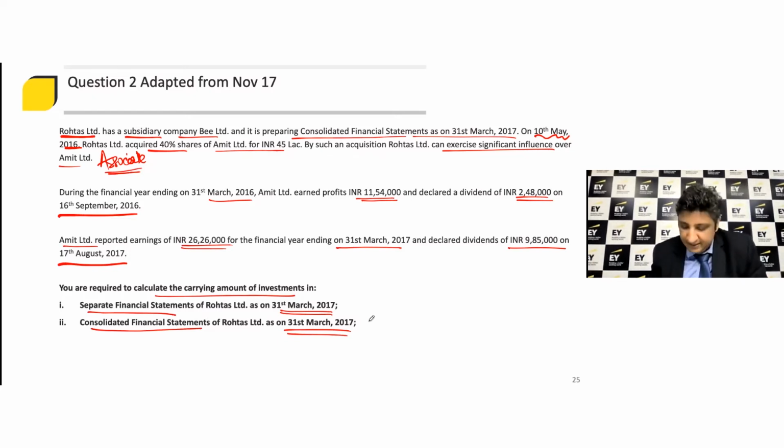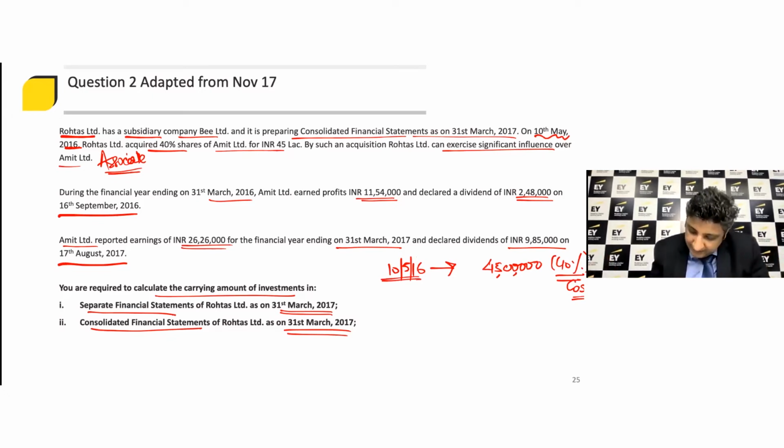Okay, so what you want to remember here, first of all, is that 10th of May 2016 is the date when you acquired the stake in Amit Limited, for 40% shares, at 45 lakh rupees. So this is essentially the cost. This is done on 10th of May 2016.